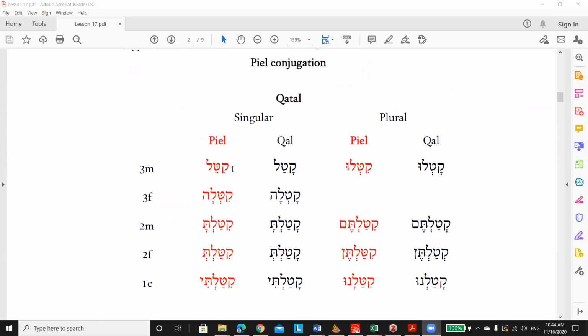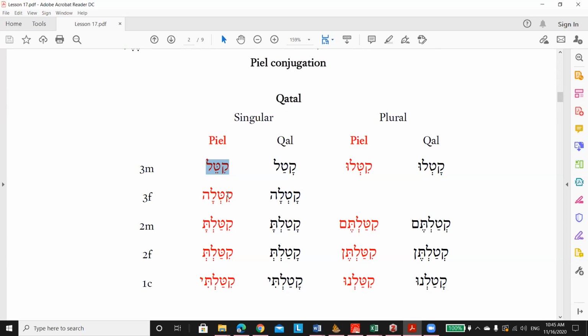Okay, this is the katal conjugation of PL. So the meaning is basically the same, sometimes intensified, but we need to check all the cases in the dictionary, because sometimes it could have a completely different meaning from the kal conjugation. So third masculine, may I ask somebody to translate this one, Kittel? Any volunteer? Okay, I will do it.